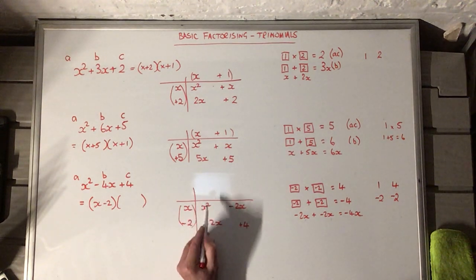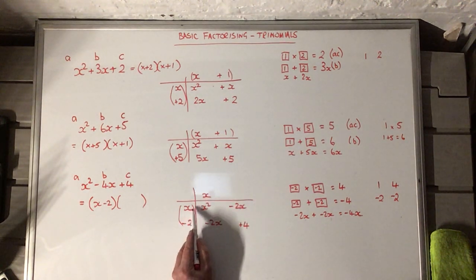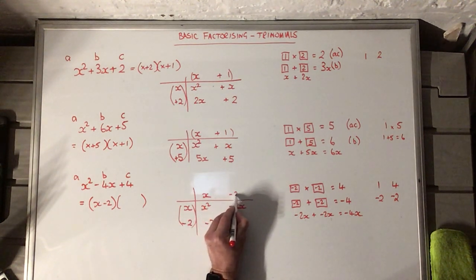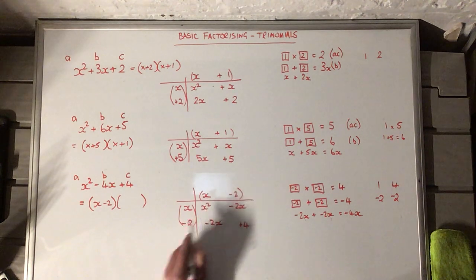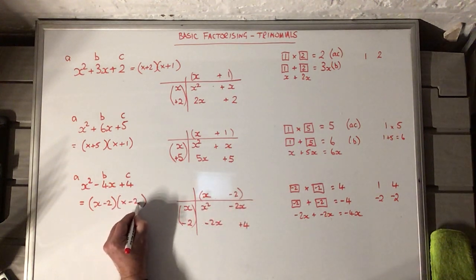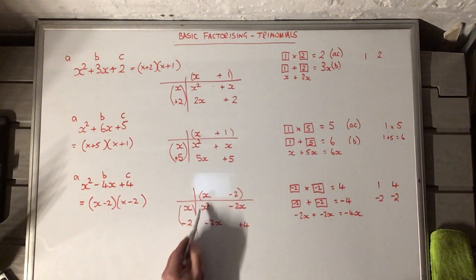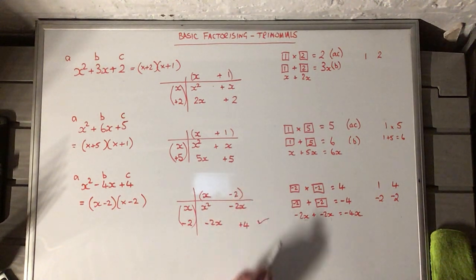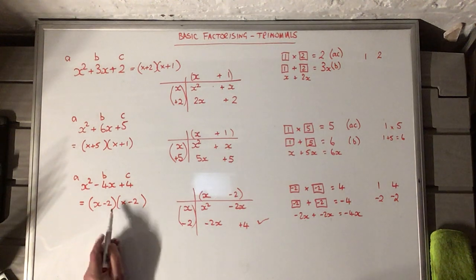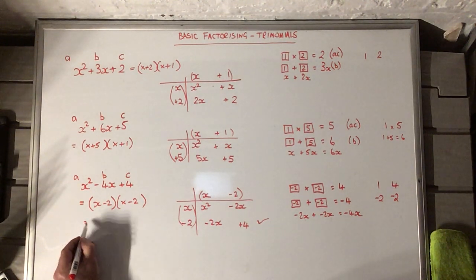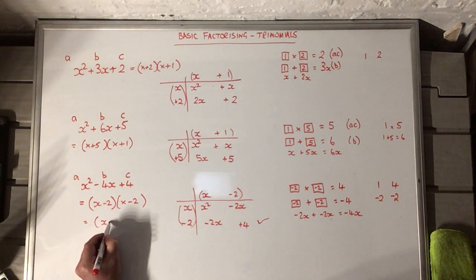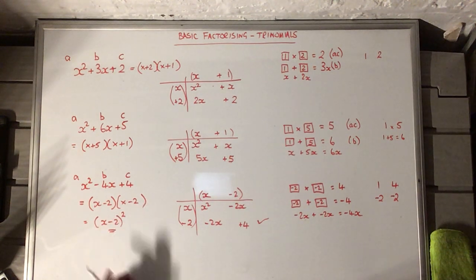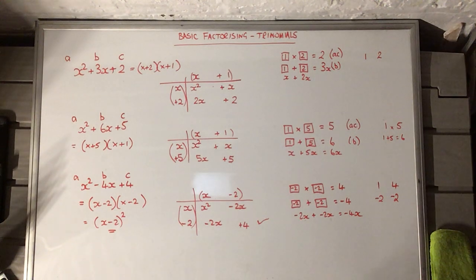Something times something gives me x squared, so again that's an x. Something times x gives me negative 2x, so that's going to be negative 2. Oh, it's the same bracket. So that's x minus 2 again. And again, just double check, yeah, it all works out, so we've done it right. Now you've got two brackets the same, so from your indices work, we would tidy that up into x minus 2 all squared. And that's us.